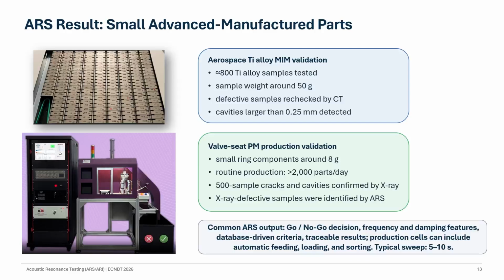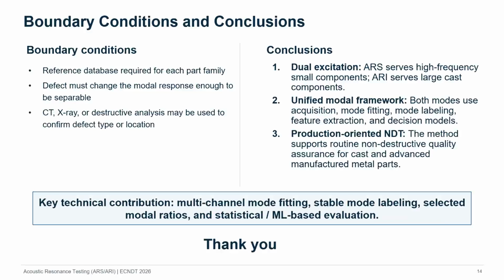In automated production cells, feeding, loading, and sorting can also be integrated. The typical sweep time is about 5 to 10 seconds. To keep the method technically balanced, there are boundary conditions. A reference database is required for each part family. The defect must change the modal response enough to be separated from normal production variation. Also, CT, X-ray, or destructive analysis may be needed to confirm defect type or location.